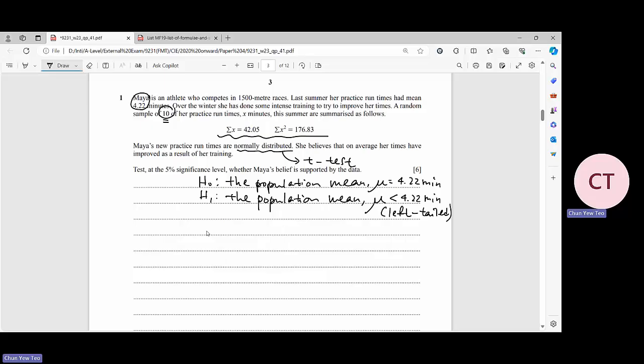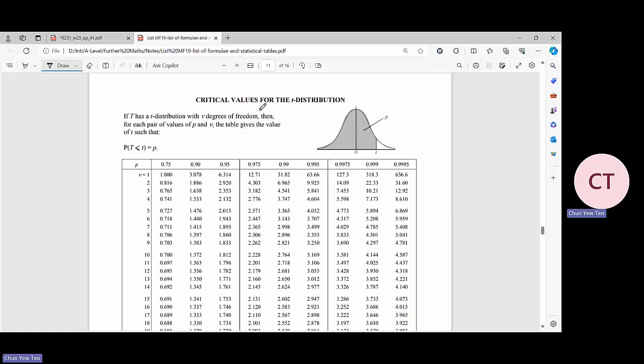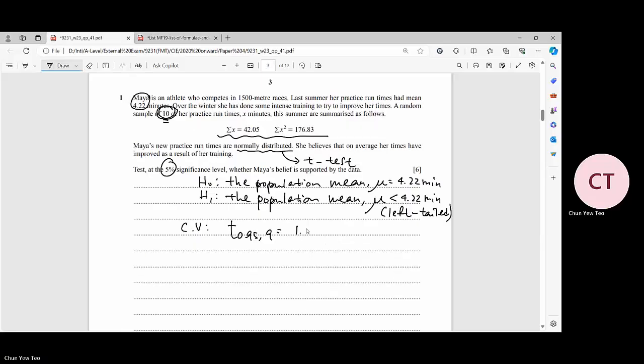Now we need to find the critical value. The alpha that they give you, the significance level, is 5%, so you're looking for 95%. To find the critical value, you need the degrees of freedom. Degrees of freedom is 10 minus 1, so it's 9. So it's t of 0.95 and 9. Just look from the table in the formula booklet. You have a 9 here, you have a 95 here, so it's 1.833. Since it's left tail, you put negative.